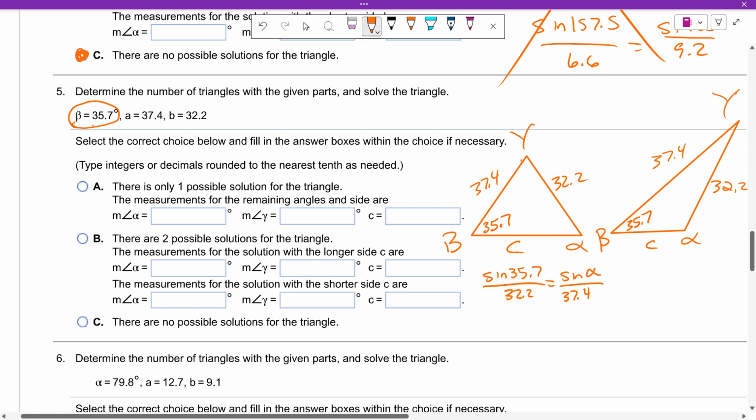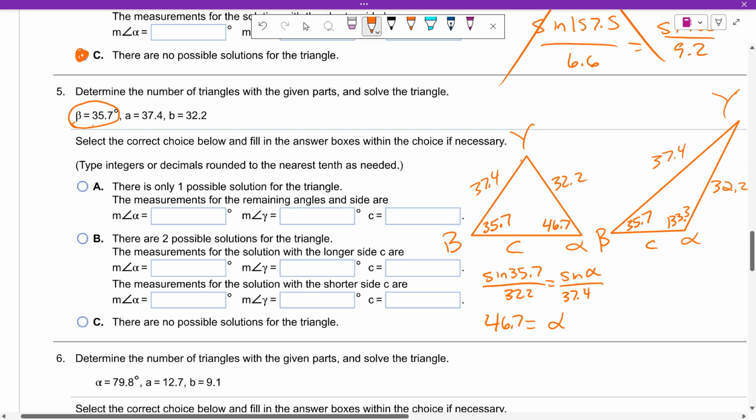So 37.4 times the sine of 35.7, press equals, divided by 32.2, press equals. Do inverse sine of the answer. And then you can figure out what alpha is. 46.7. Are we sure it's 46.7? No, that's the angle where we have an acute and an obtuse. So how do we find the obtuse? Well, you take 180 minus 46.7. What do we get? 133.3.